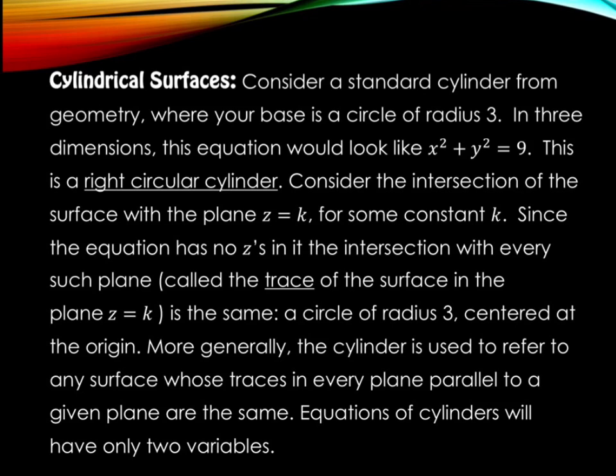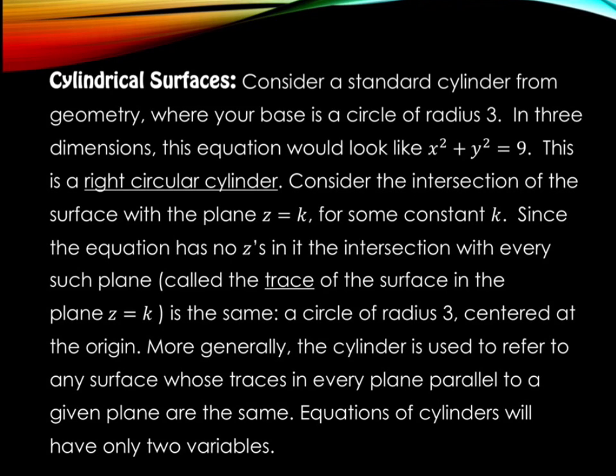Now we're going to consider the intersection of that surface with the plane z equals k for some constant k. Since the equation has no z's in it, the intersection with every such plane is called a trace of the surface. So if you took a 3-dimensional surface and cut it through the middle, or whatever level you want, the image you're getting in 2 dimensions is a trace. You can also think of it as taking a 3-dimensional object and looking at the shadow it would create on the ground. That doesn't get you the whole slicing it apart in different layers, but the same idea is present. You're 2-dimensionalizing a 3-dimensional object.